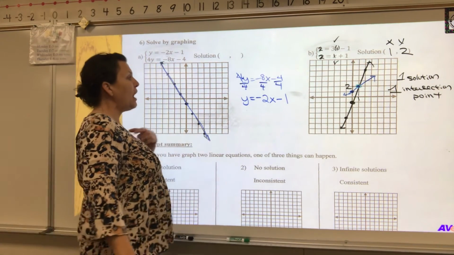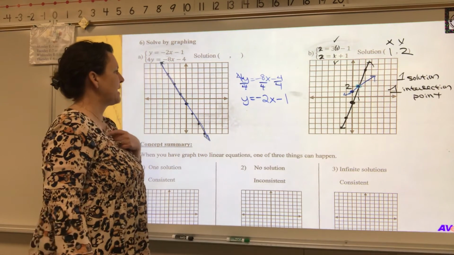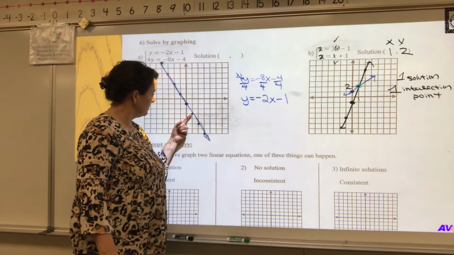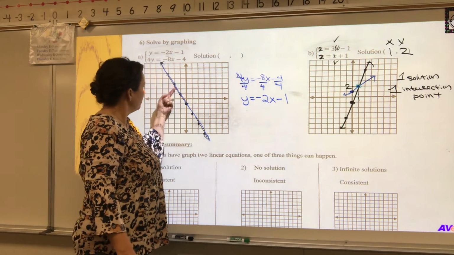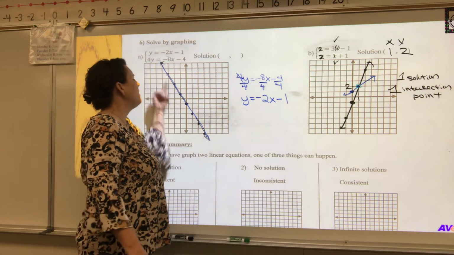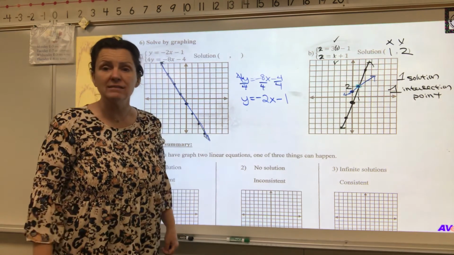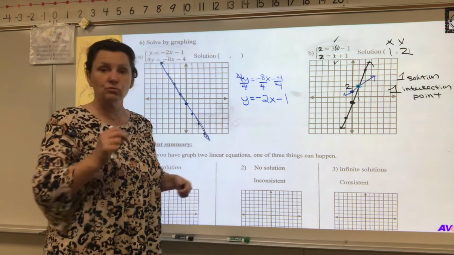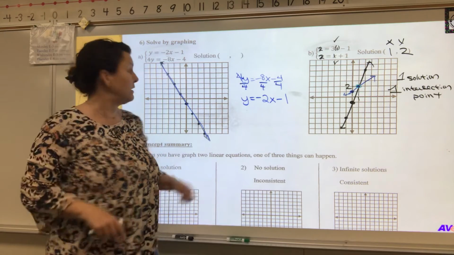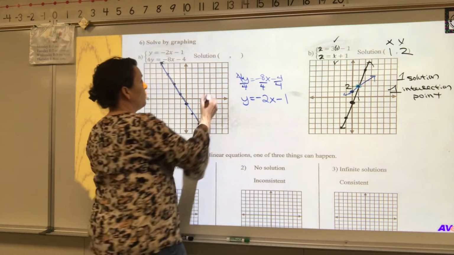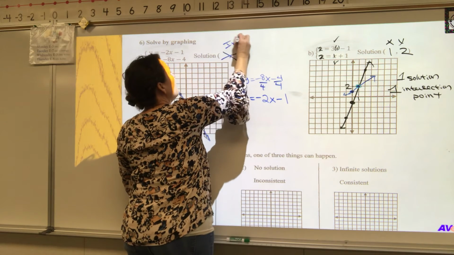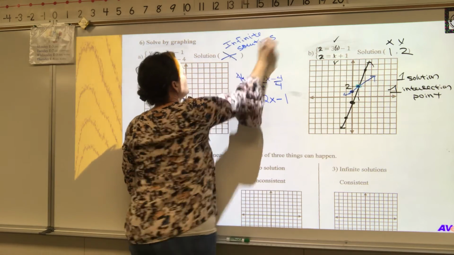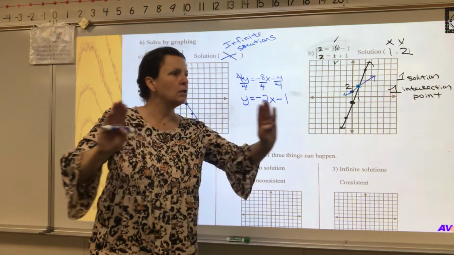Okay, so now we need to figure out how many solutions it has. Well, does it have one intersection point? Well, I see one right there. Does it have 2, 3, 4, 5, 6, 7, 8, 9, 10, 11, 12? Every single point on these is an intersection point. It has infinite solutions. Todo es un solution. All the solutions on the planet, if it's on this line, they all work. So we're going to say infinite solutions. Because there's not just one, there's all.